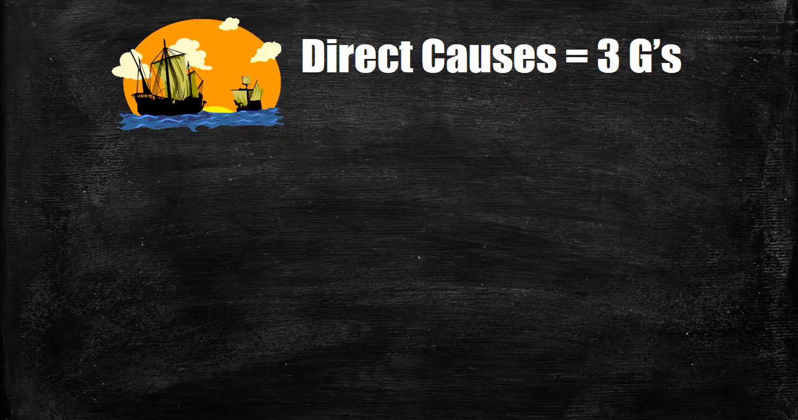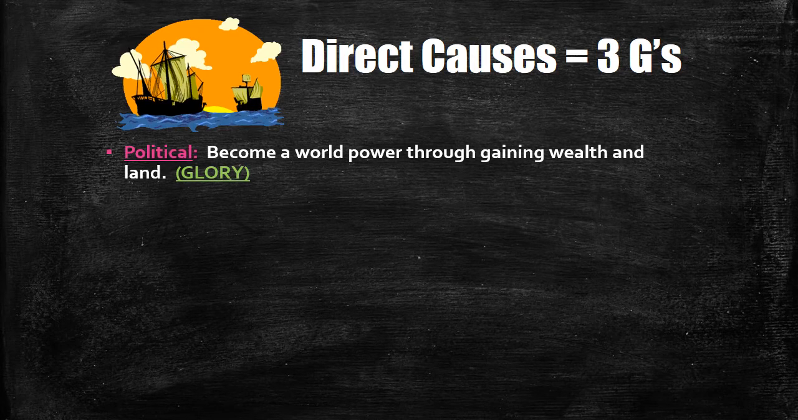And first, let's talk about some of the reasons why. So now let's talk about some direct causes, the 3Gs. The first one is political. This is a direct cause of exploration and the search for new lands and new territory. Politically, people and countries wanted to become the world power, and that was obtained through gaining wealth and land. So the first G is for glory.